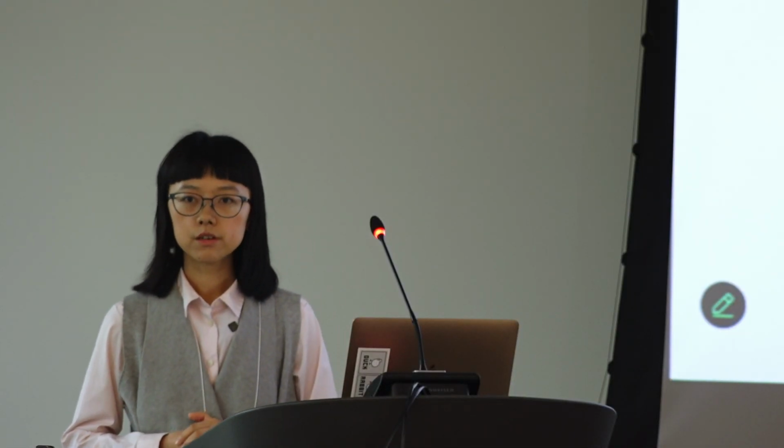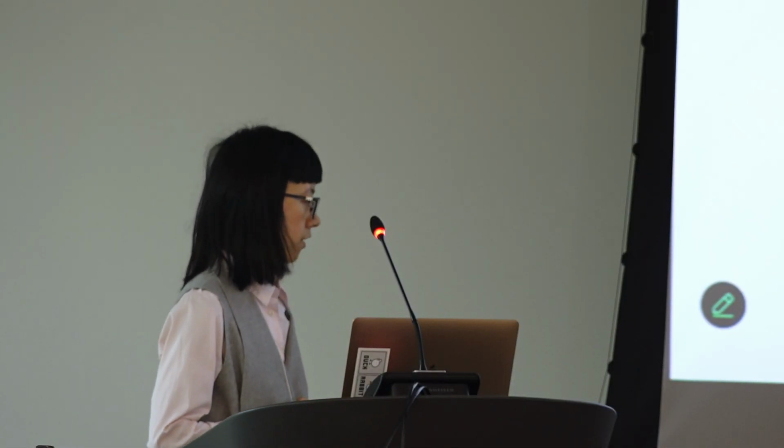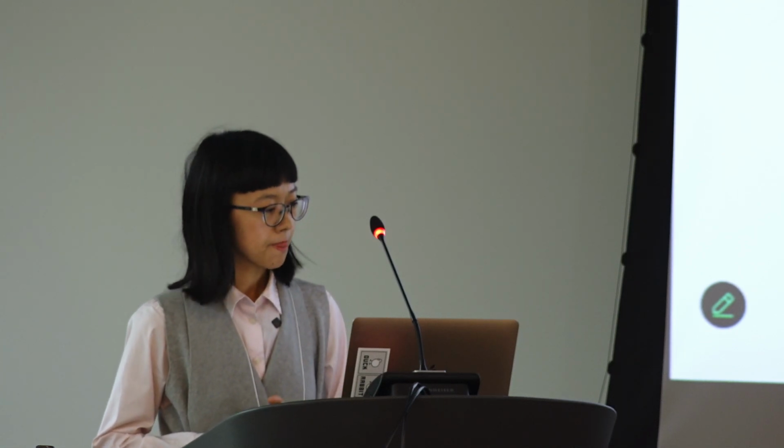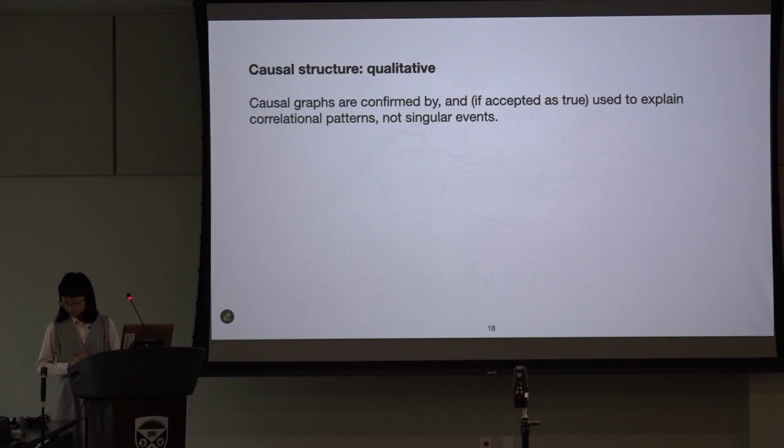So first consider the qualitative aspect of causal structure, which is often represented as a causal graph. Now, causal graphs in science, I think, are confirmed by, and if they're accepted as true, they're used to explain correlational patterns, not particular or singular events.